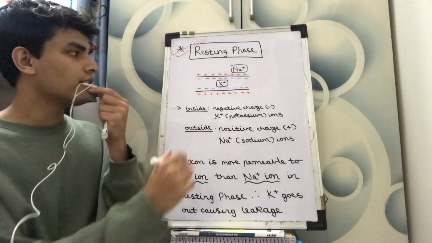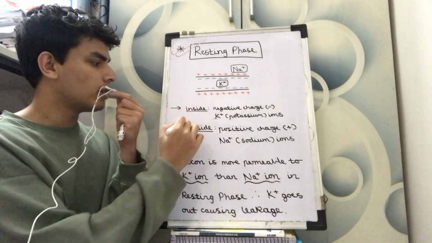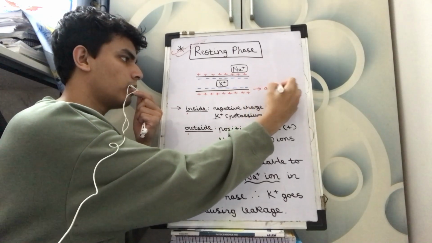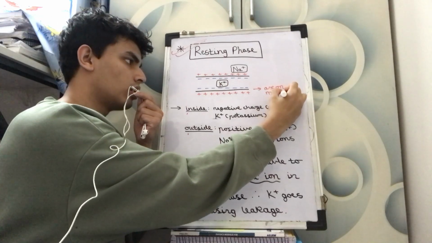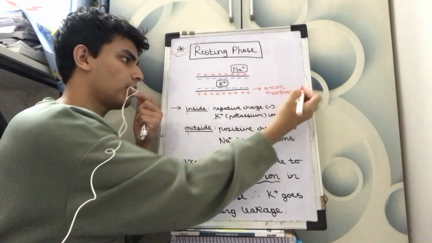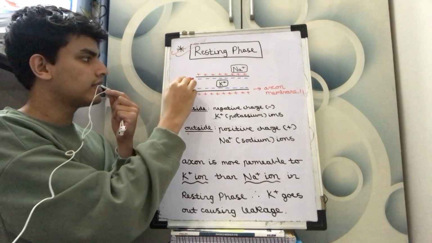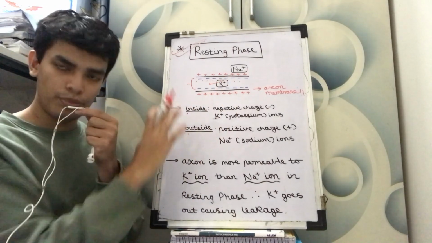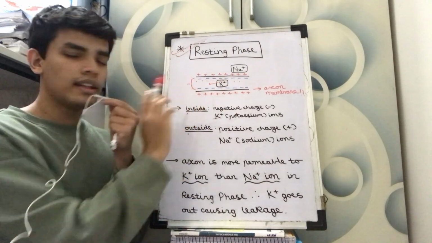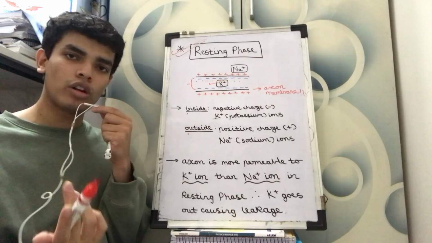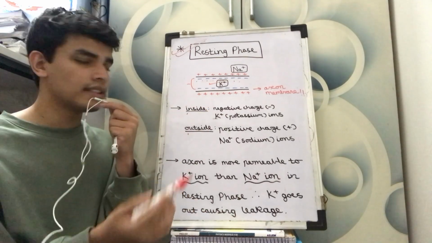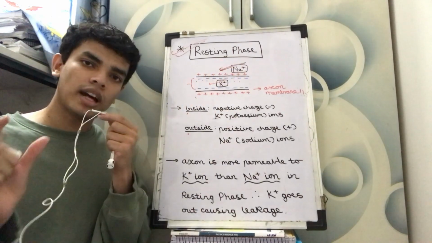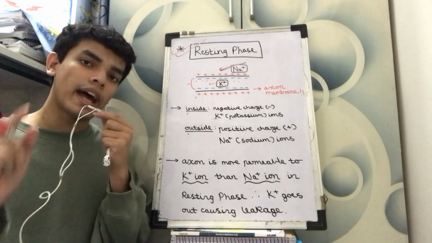So now in the resting phase you have to remember what is inside and what is outside. This is the axon membrane. This is your axon membrane, meaning the membrane of the neuron: what is present outside, and what is present inside. On the inside there is a negative sign and K plus, potassium ions. I hope you note it down. So inside there is a negative charge and potassium ions, and on the outside there is positive charge and sodium ions.